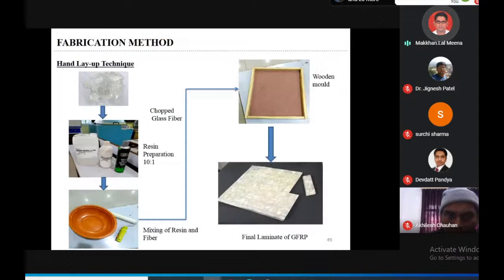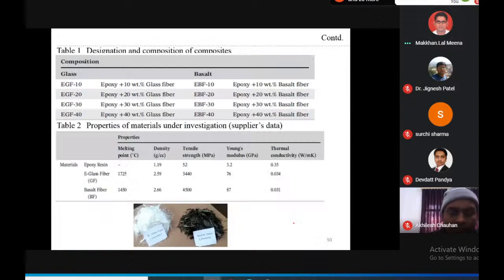So we already discussed what the hand layup technique is for fabricating composites. Just briefly, we can see: first of all, select the fiber and mix the resin, then proper mixing of resin and fiber, then we use a wooden roller, and finally this is the final laminate of glass fiber resin. So these are the properties of our composite materials from the supplier data.